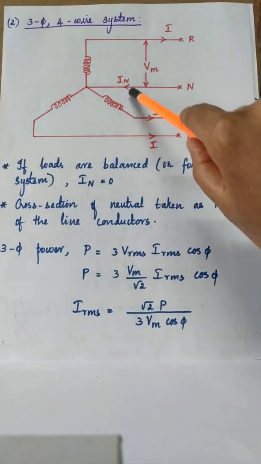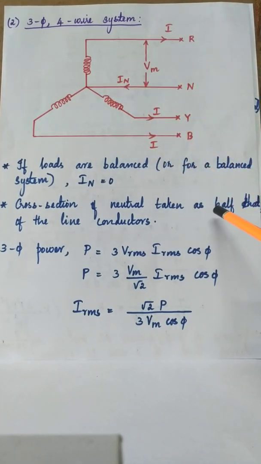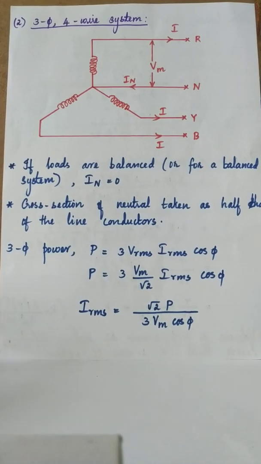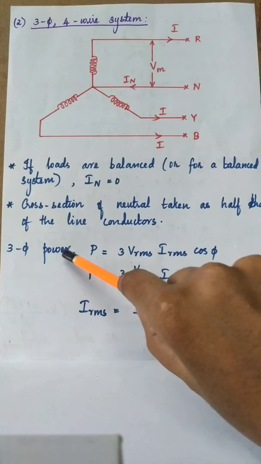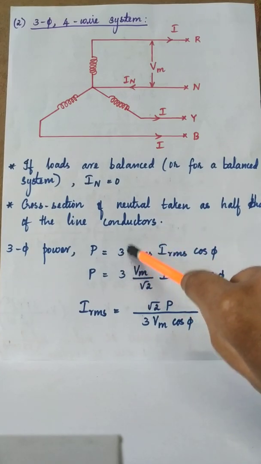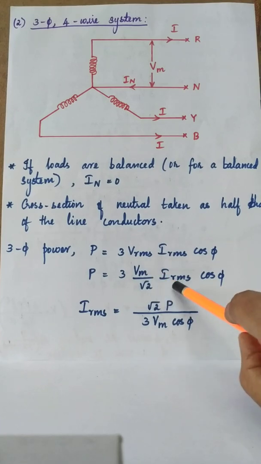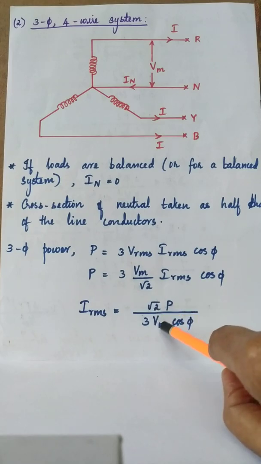Because the neutral current in a balanced system is 0, the cross section of the neutral wire will usually be taken as half the cross section of the line conductors. Now defining the similar parameters, we write the expression for three-phase power P as 3 into Vrms Irms cos phi, 3 because it is a three-phase system. Substitute for Vrms as V maximum Vm by root 2. Then write down the expression for Irms: root 2 P by 3 Vm cos phi.